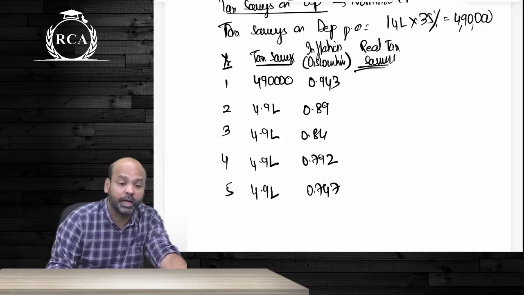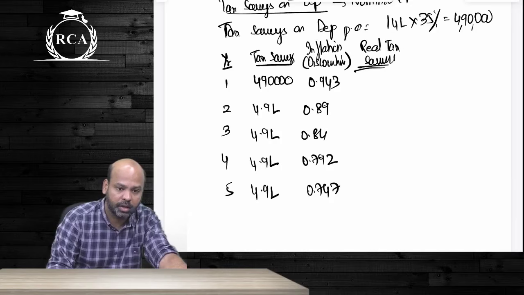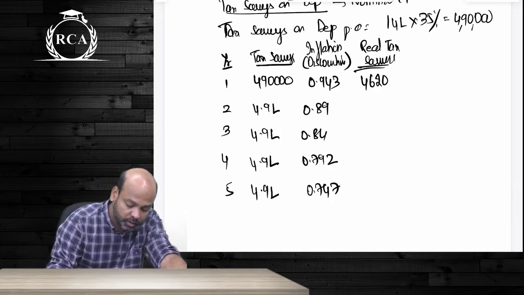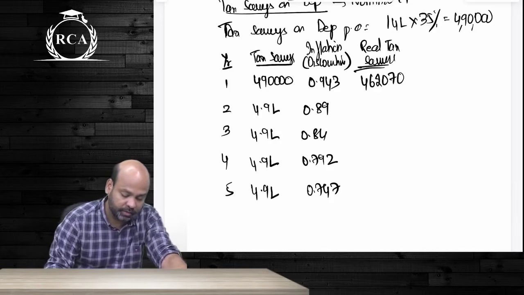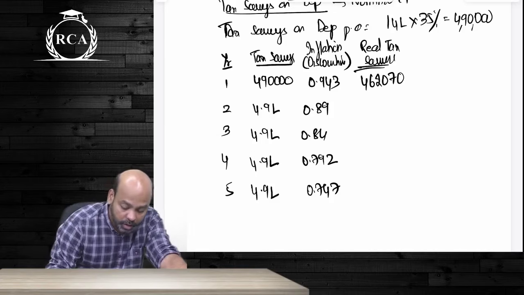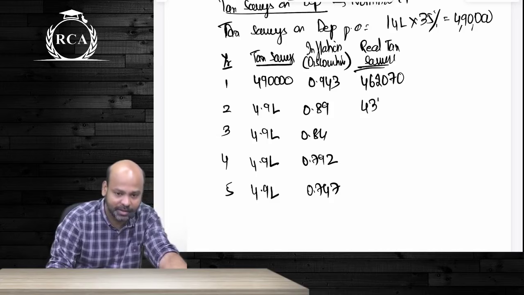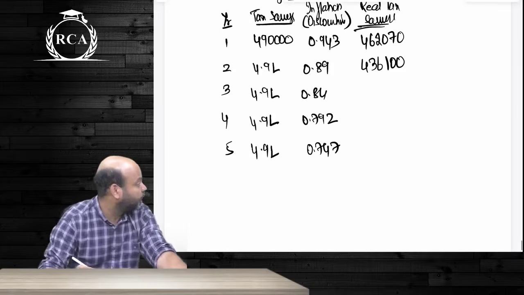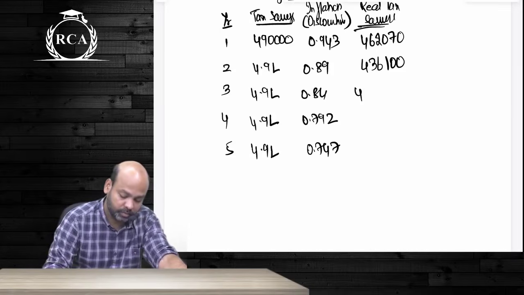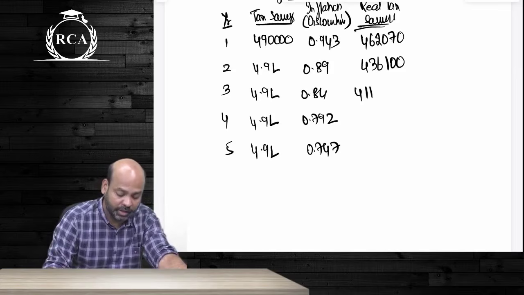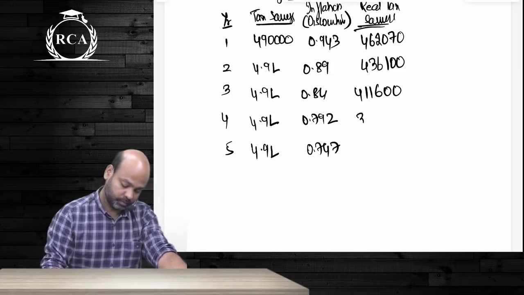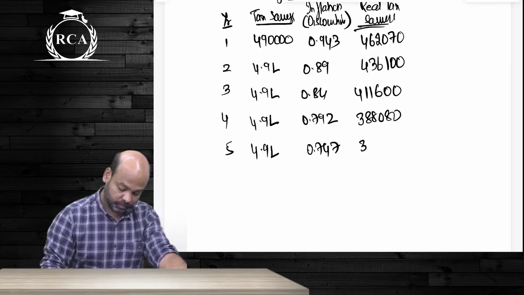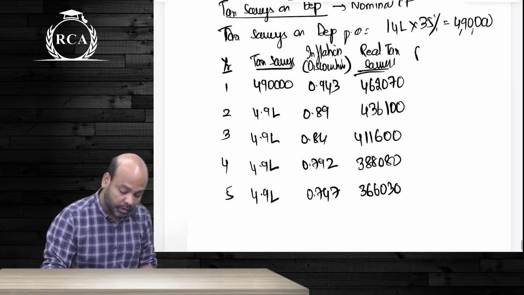Someone say 4,90,000 into the factor. So the last one is being said first. What is the first one? 4,620,070. Speak a little louder, beta. Next one. 4,36,100. Next, guys. 4,90,000 into 0.84, beta. 4,11,600. Next. 3,88,080. Next, 366,030.